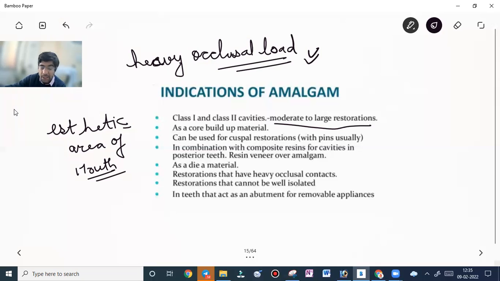It can be given in restorations that cannot be well isolated, that have heavy occlusal contact, and it can be used for cuspal restoration, as a die material, or in teeth that act as abutments for removable appliances. So these are the indications of amalgam.